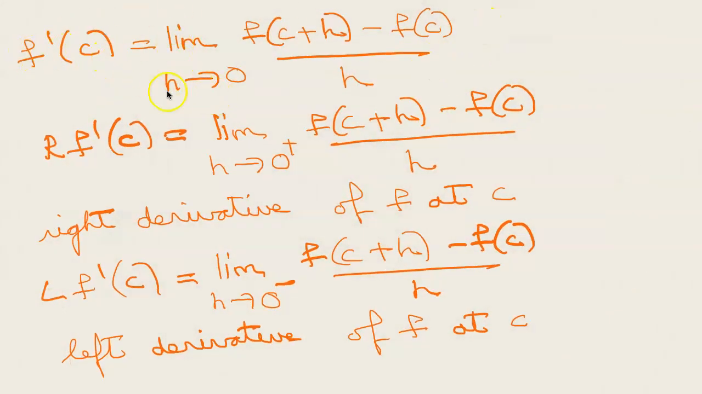Now f dash c is the limit as h tending to 0 of f of c plus h minus f of c by h. And the right hand derivative of f at c is defined as the limit as h tending to 0 to the right of f of c plus h minus f of c by h. This is the right hand derivative of f at c. The left derivative of f at c is denoted by L f dash c and it is defined as the limit as h tending to 0 to the left of f of c plus h minus f of c by h.